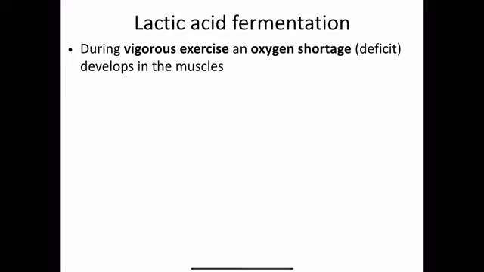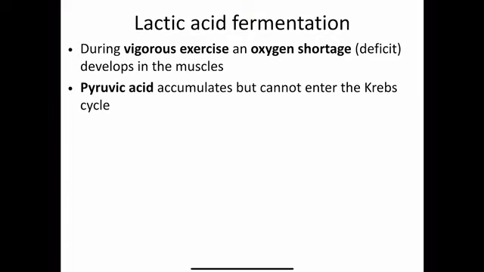So, lactic acid fermentation. This occurs in mussels when there is an oxygen shortage or deficit. The pyruvic acid accumulates, but it can't enter the Krebs cycle because to go through the Krebs cycle you require oxygen.